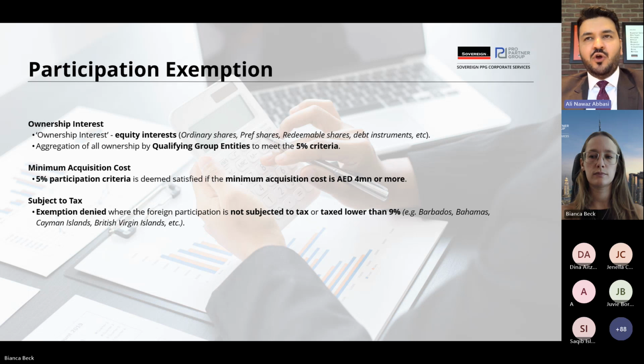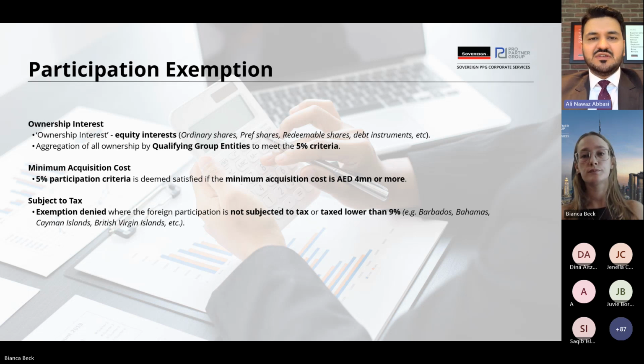The foreign company must be subject to tax at a rate of 9% or more. So if your foreign company is established in a country where there is no tax, like Cayman Islands, BVI, Bahamas, Barbados, etc., then you cannot claim this participation exemption.